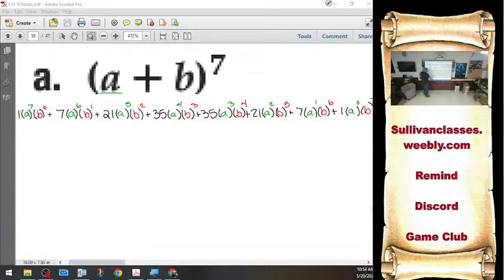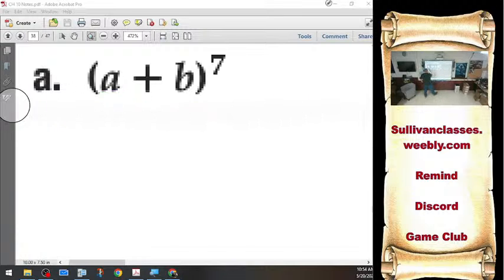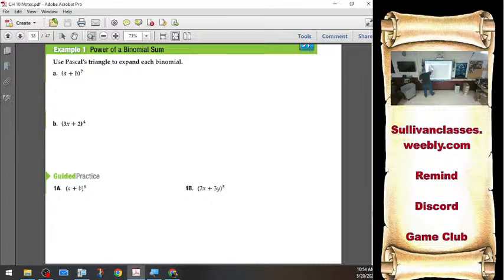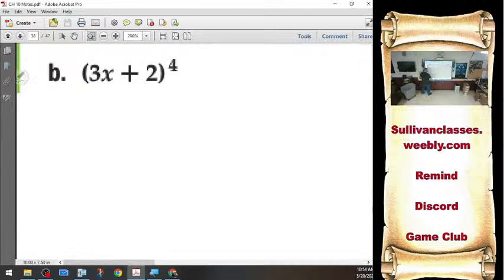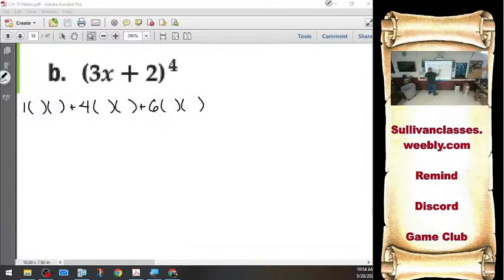The reason we have to know that process is because it's not always that easy. Sometimes it's not just A and B, there's numbers in there. So, go to the 4th row of your triangle. 1 parenthesis parenthesis, 4 parenthesis parenthesis, 6, 4, right? Yeah.